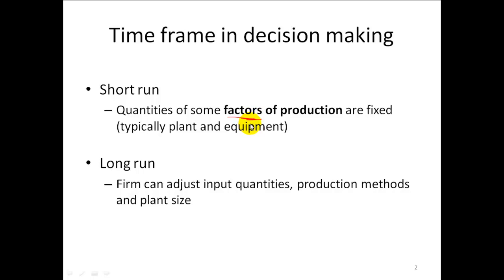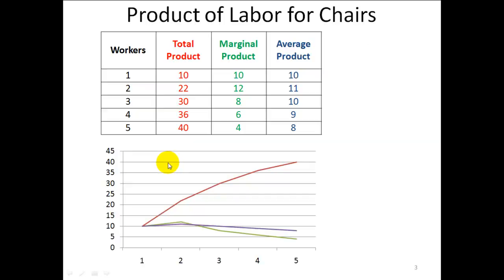So at least in the context of this reading, we'll say that in the short run, plant and equipment is fixed, because if you want to produce more, you can't suddenly expand your plant. And we will typically say that labor in the short run is not fixed. So labor can be increased or decreased in the short run, at least as far as this reading is concerned. So that's the short run. The definition of long run is that all factors of production can be adjusted. So keep those definitions in mind.